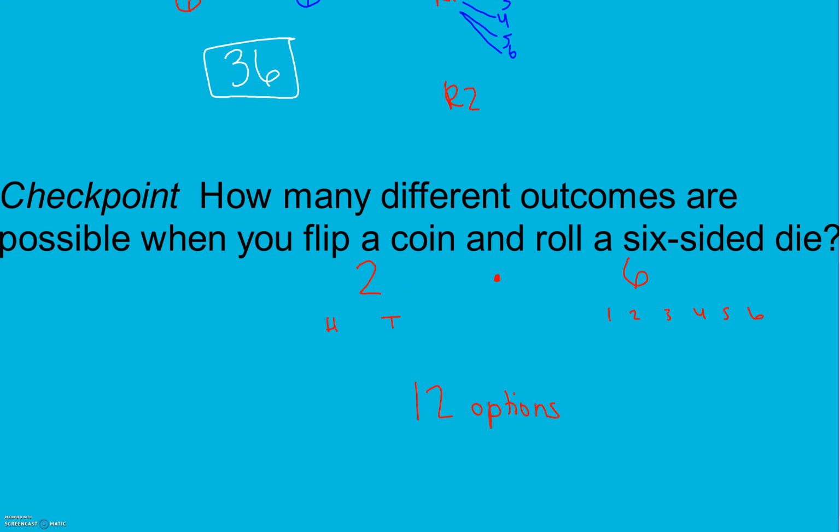Again, if we wanted to, we could have done a tree diagram. We could have gotten heads with a 1, a 2, a 3, a 4, a 5, or a 6. And we could have gotten tails with a 1, a 2, a 3, a 4, a 5, and a 6. And then counted up our 12 options there as well. But our counting principle was faster.